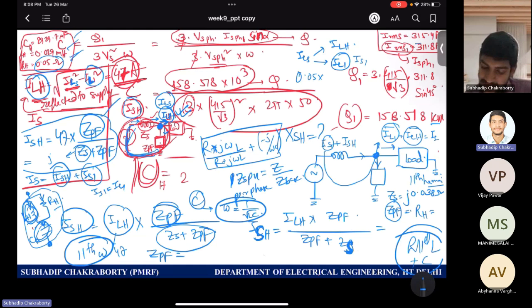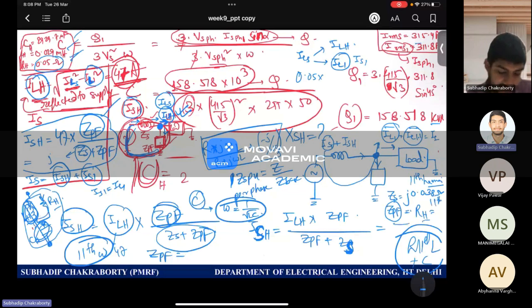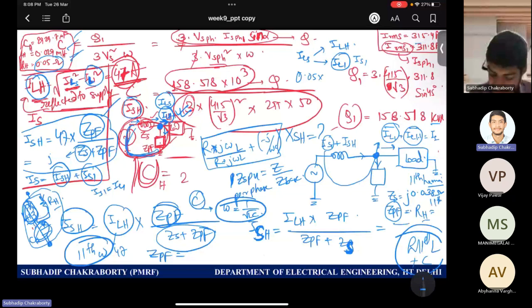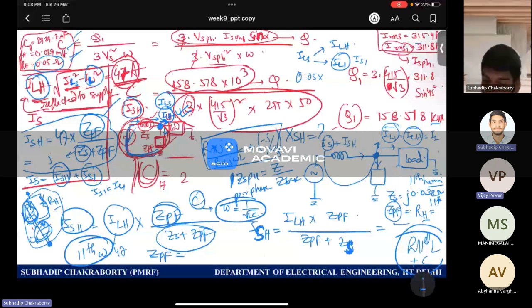So when you plug in RH as 0.05 for ZPF and ZS as j0.038, and do all this, ISH will come out to be about 5 amperes, 5.472. So the supply side harmonic RMS component ISH will come out 5.5, by shunt division, the inverse law.